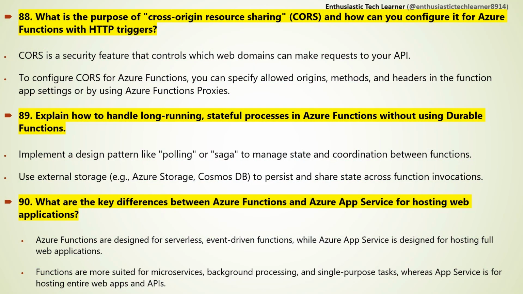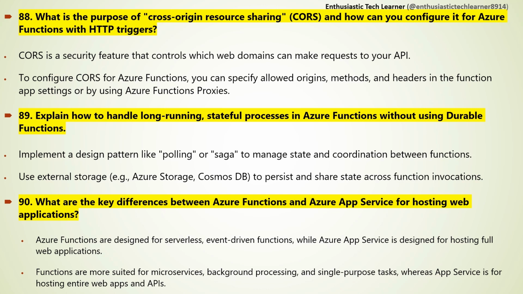What is the purpose of cross-origin resource sharing (CORS), and how can you configure it for Azure Functions with HTTP triggers? CORS is a security feature that controls which web domains can make requests to your API. To configure CORS for Azure Functions, you can specify allowed origins, methods, and headers in the function app settings or by using Azure Functions proxies.